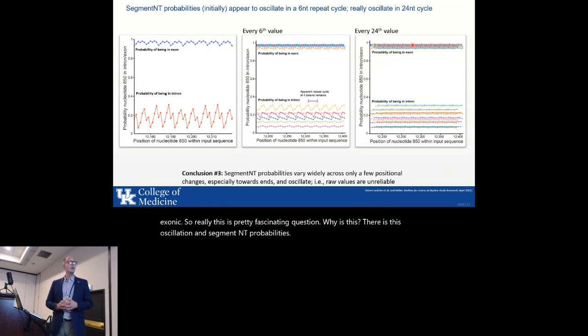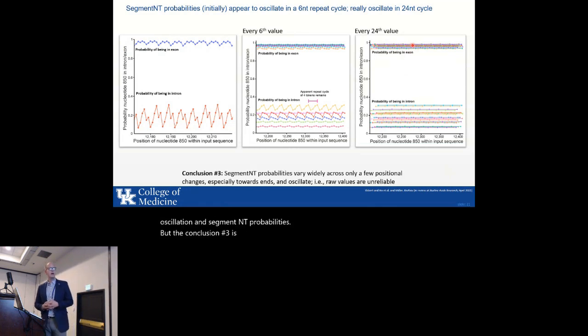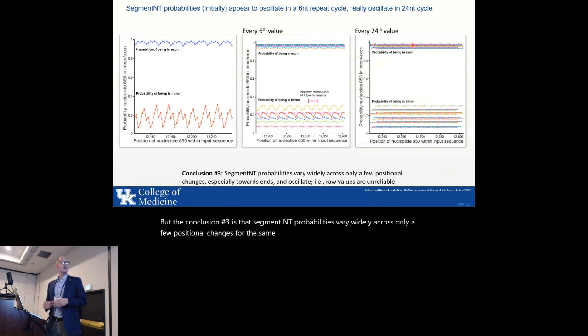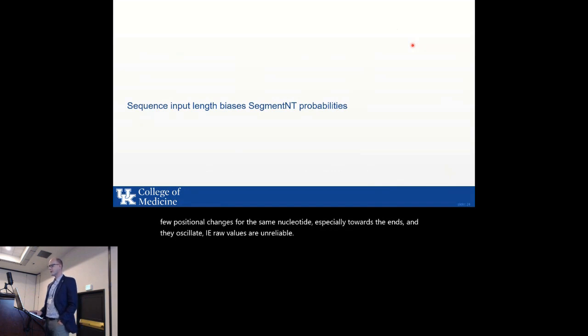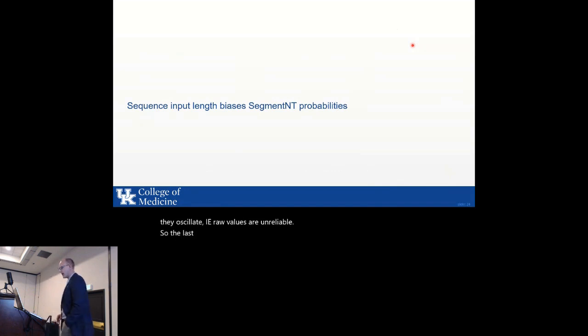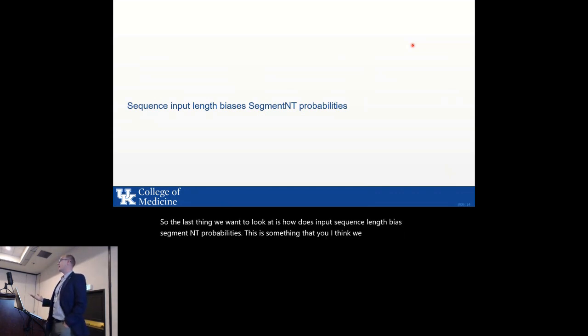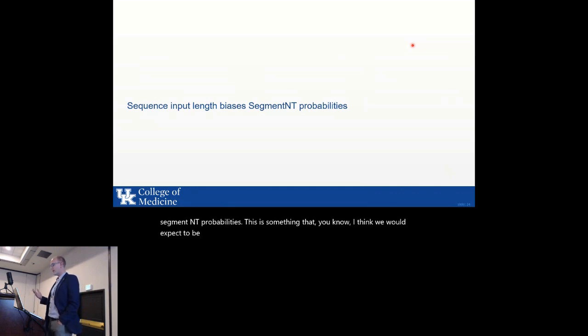But the conclusion number 3 is that SegmentNT probabilities vary widely across only a few positional changes for the same nucleotide, especially towards the ends, and they oscillate, i.e. raw values are unreliable. So the last thing we want to look at is how does input sequence length bias SegmentNT probabilities? This is something that I think we would expect to be a fairly critical component, and indeed it is, though we were a bit surprised by the results.